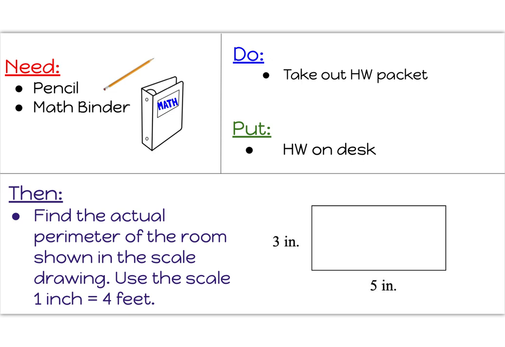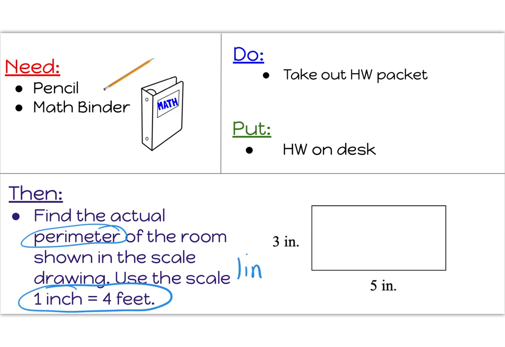Find the actual perimeter of the room shown in the scale drawing. Use the scale 1 inch is 4 feet. We want to end by finding the perimeter, the distance around that rectangle, using the scale of 1 inch to 4 feet. Some of you might be able to calculate this in your head. We could also set up a proportion.